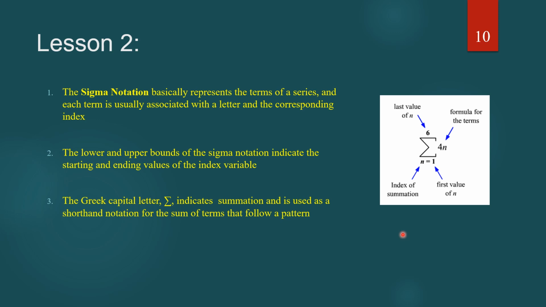Sigma is a Greek capital letter, and it indicates the summation and is used as a shorthand notation for the sum of terms that follow a pattern. So this is just a short representation of the sum of terms. That's why we use sigma. By using sigma, we are showing that we are actually doing a summation of the terms in a sequence.